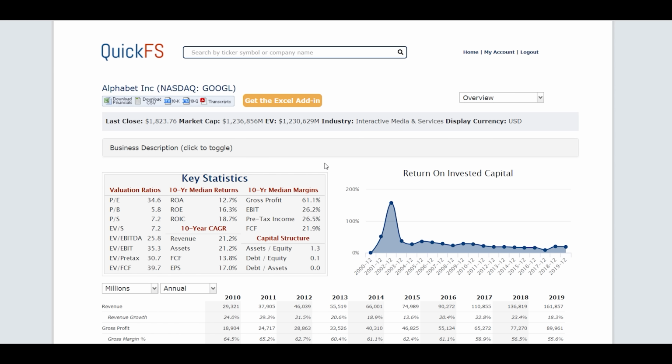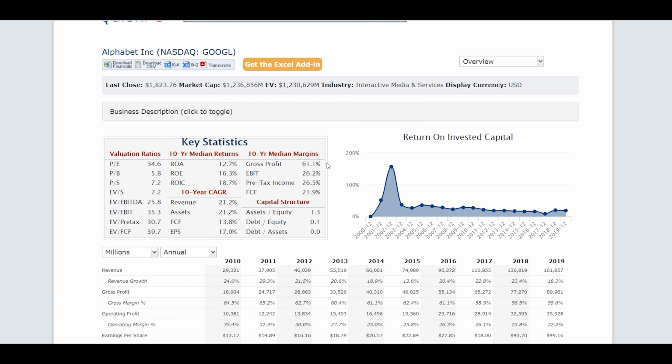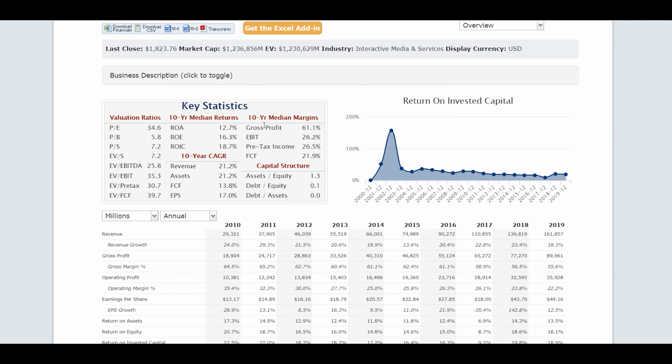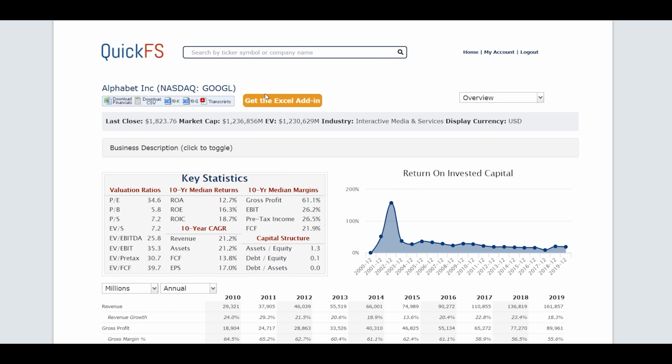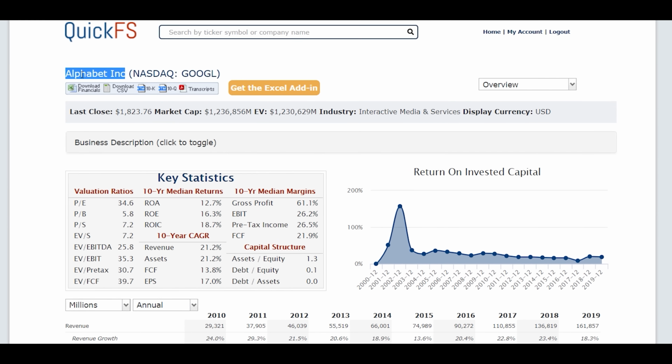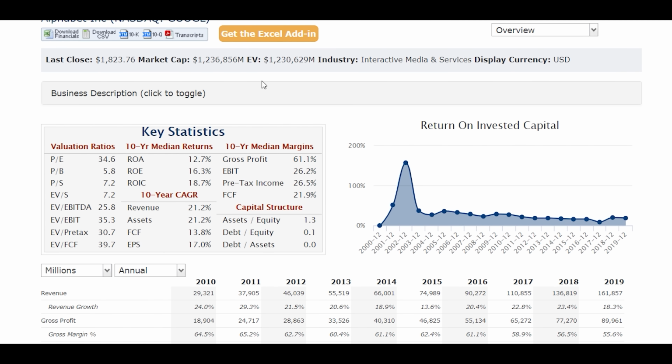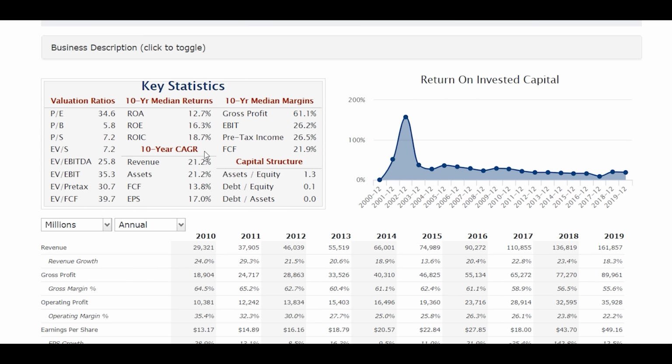This is a really helpful website for getting up to speed on the companies that you're looking at. It's very much set out for the value investing strategy that I like to follow, which is really handy. Here you're looking at Alphabet, so Google, and this is their overview page, and immediately you can see some numbers that we're really interested in. You can see the 10-year median returns for return on invested capital. Of course, we like to see that 10 to 15%.